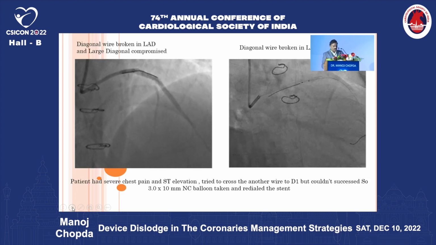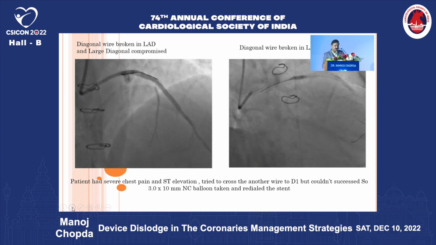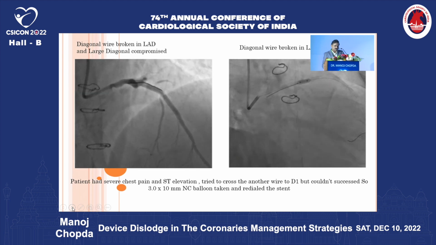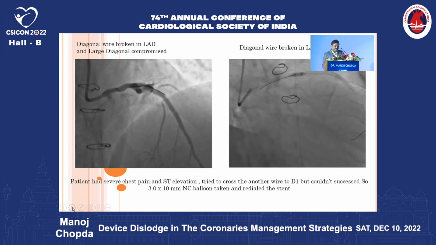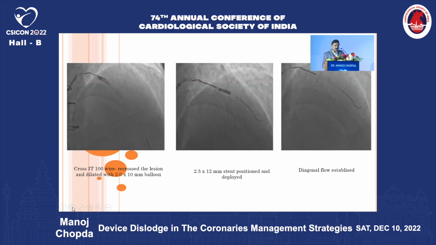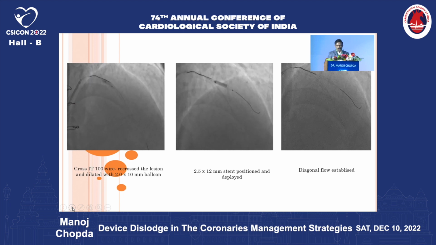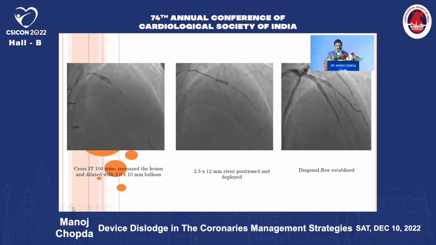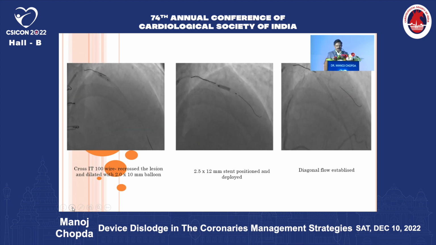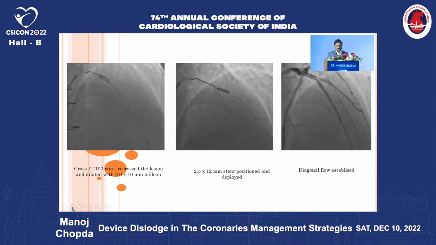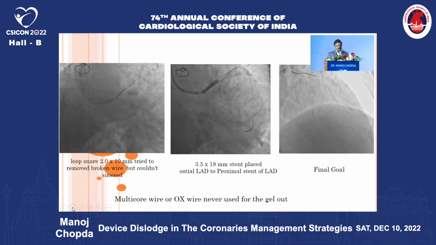When we tried to remove the wire, we saw that the wire was broken and the black part had not come out. The patient had severe chest pain and ST elevations, so we took a different wire, crossed the diagonal, dilated the diagonal, and had to stent it. Diagonal flow was established. So what about the fragment which is broken?